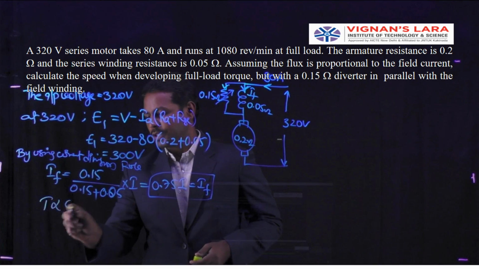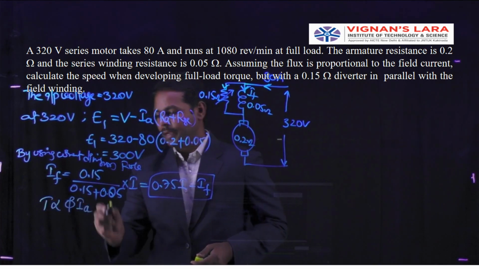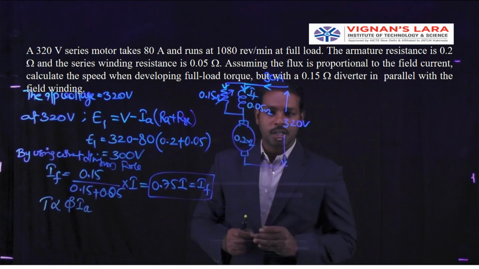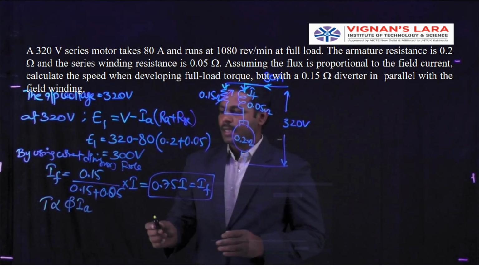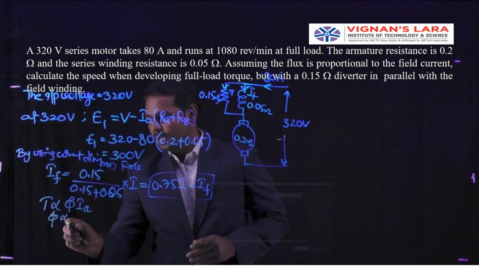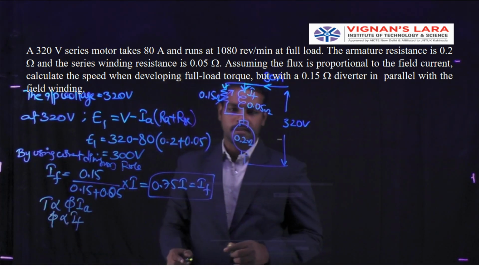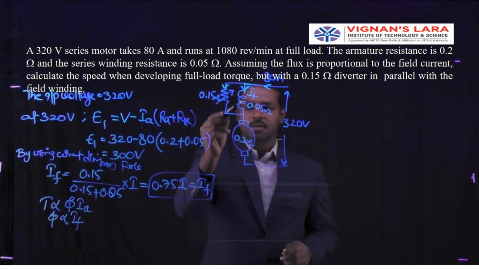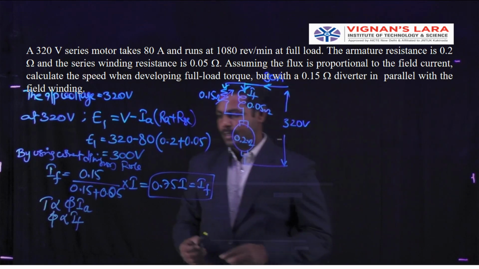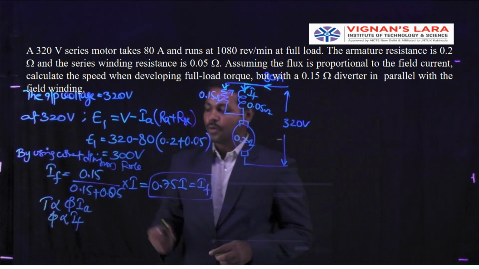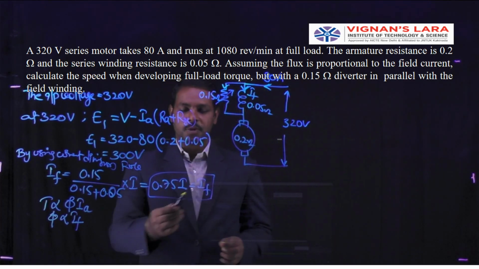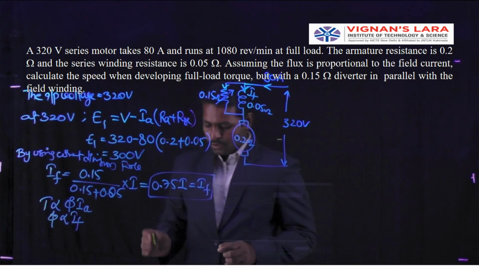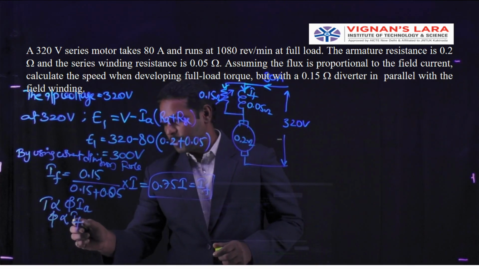All of you know the torque equation: T is directly proportional to phi times Ia. But in this problem another condition is also presented: assuming flux is always proportional to field current. Field current and armature current are in series, so whenever the field diverter is present, the corresponding flux also changes. So phi is directly proportional to If.